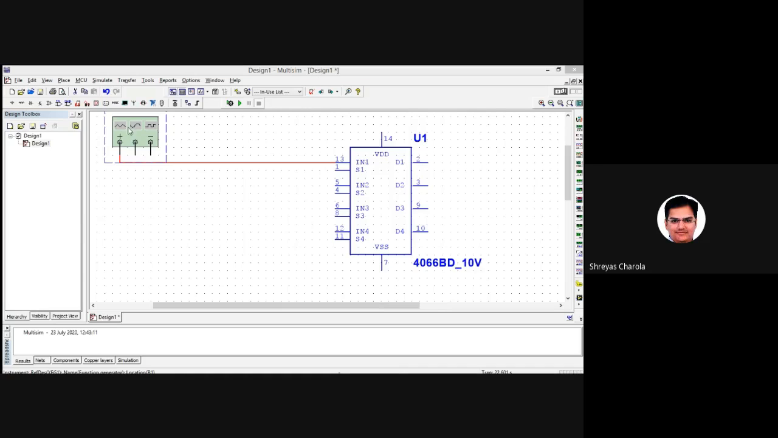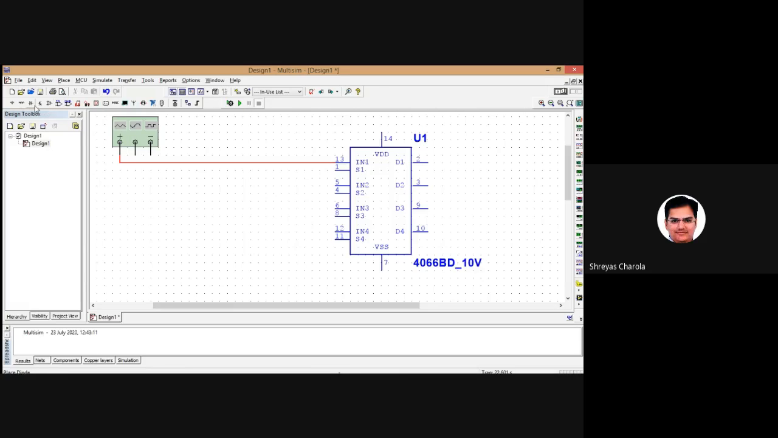This one is nothing but a function generator. I applied digital input 1. What do I need to apply to input 2? Think and tell me the answer. Sir, inverted signal. Yes, inverted signal.